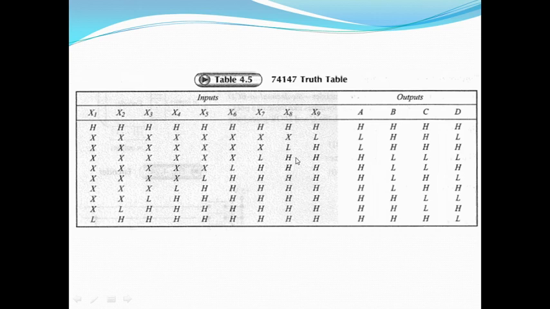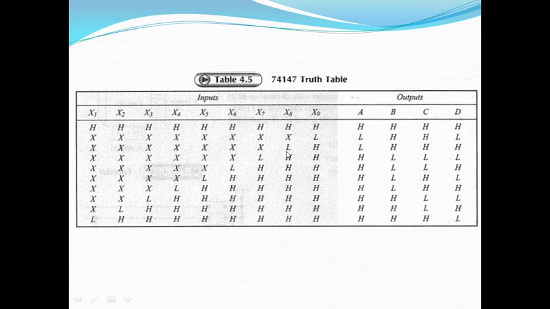When X9 is going to be low, what happens? X9 is activated. Corresponding to X9, the output will be L, H, H, L. And if you complement this, you will get 1001. That corresponds to the BCD output 9. That means you are getting a complemented BCD output when that particular input is activated.